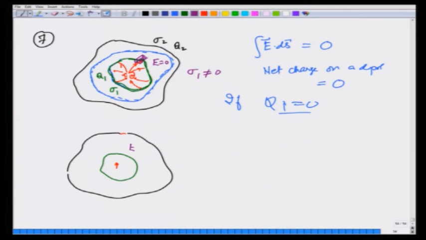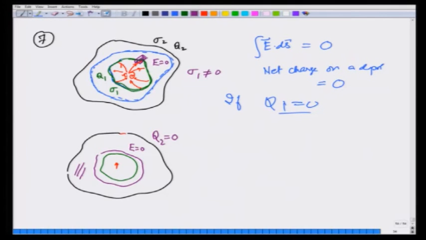Field out here is 0, net charge enclosed here is 0. So, that outer side total charge q 2 will also be 0, because the cavity is neutral. So, if there is no charge on the inner surface, the outer surface also has 0 charge. There cannot be any charge distribution inside the metal. Anyway, in the bulk metal there is no charge, charge comes only on the surface. So, outside charge is 0.